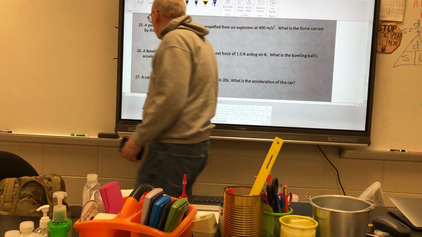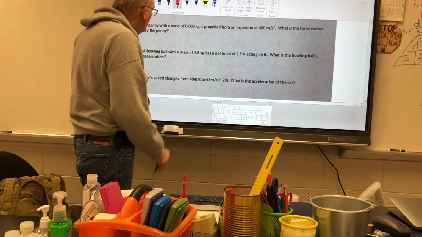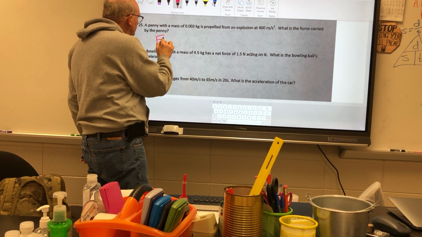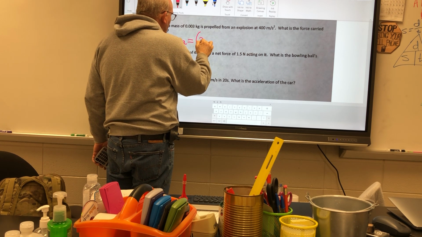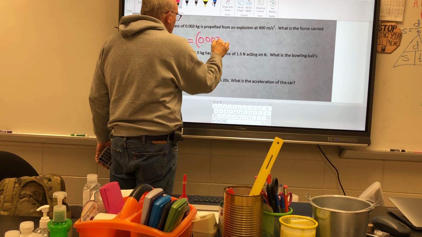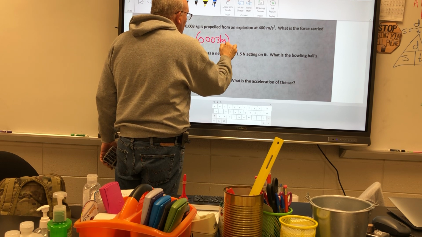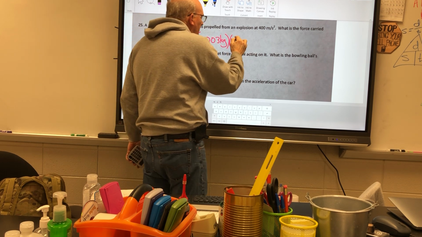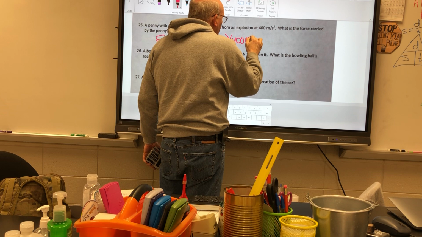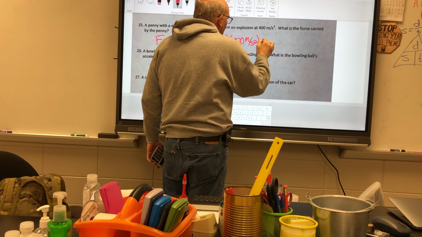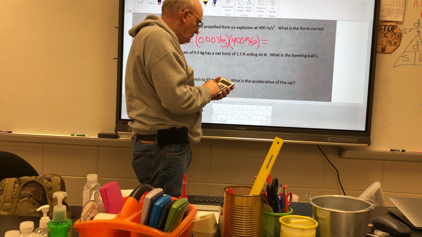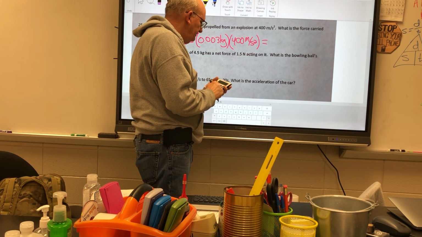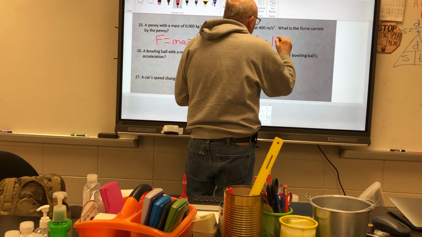Here's another example. You want to know the force. Again, mass times acceleration. The mass in this case is 0.003 kilograms. Acceleration is 400 meters per second squared. Take your calculator, 400 times 0.003. That's equal to 1.2 newtons.